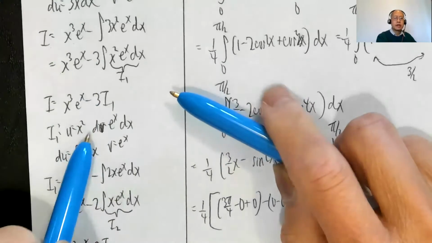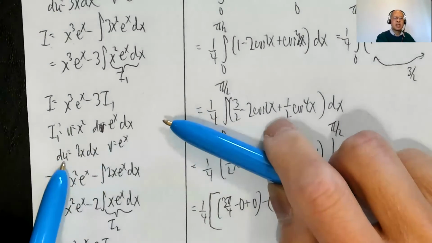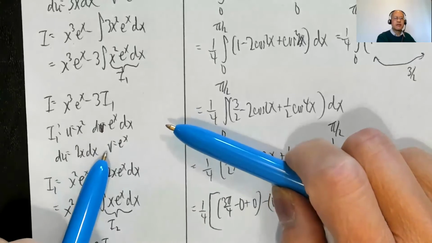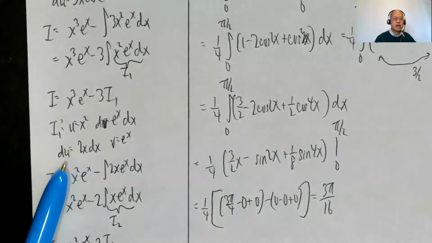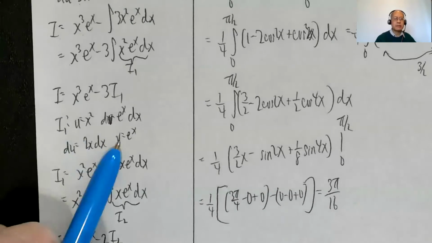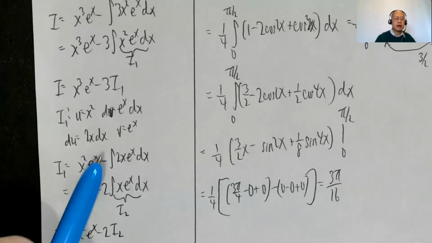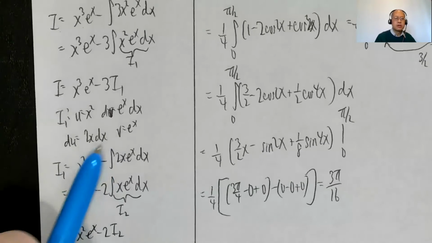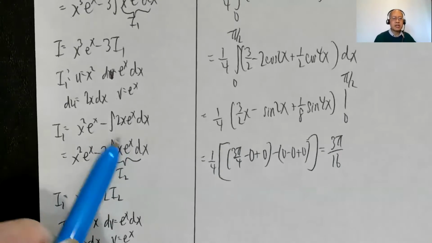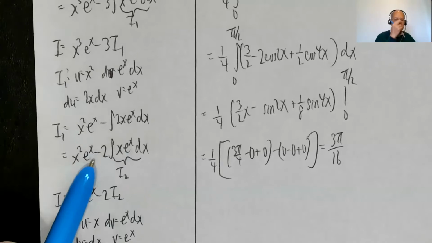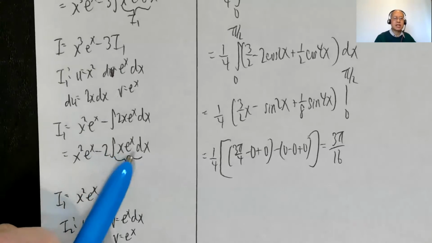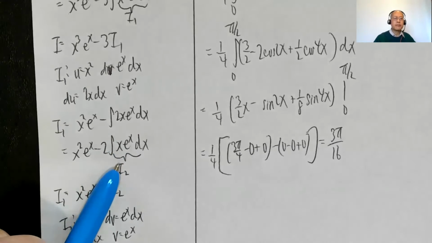u equals x squared, dv is e to the x dx, du is 2x dx, v is e to the x. Integrate by parts again by formula: u times v, x squared e to the x, minus the integral of v du, 2x e to the x dx. Factor out the 2: x squared e to the x minus 2 integral of x e to the x dx. I'll call this I2 now.